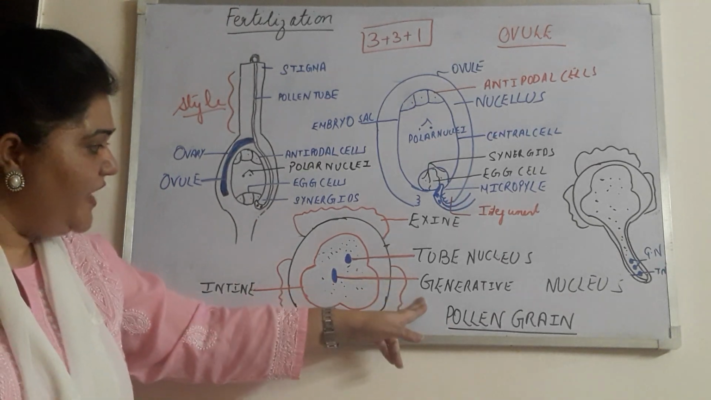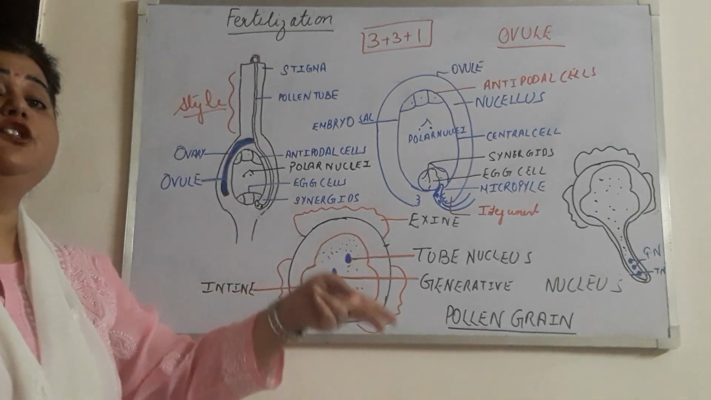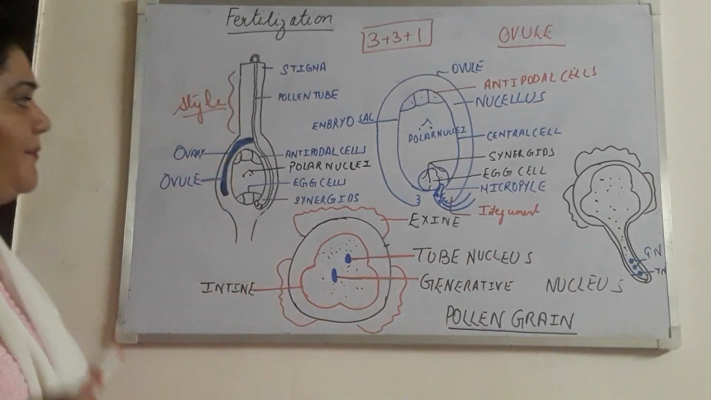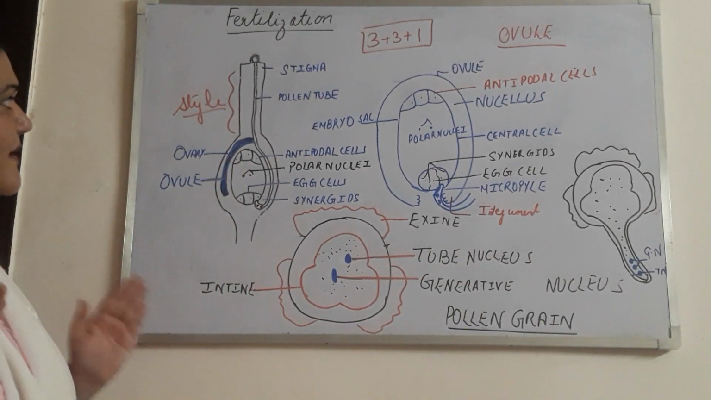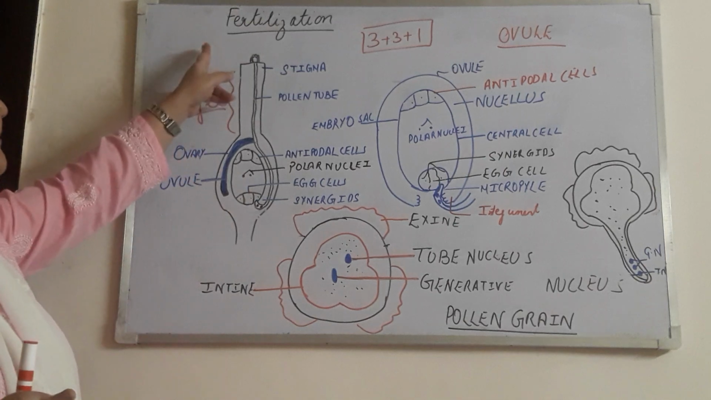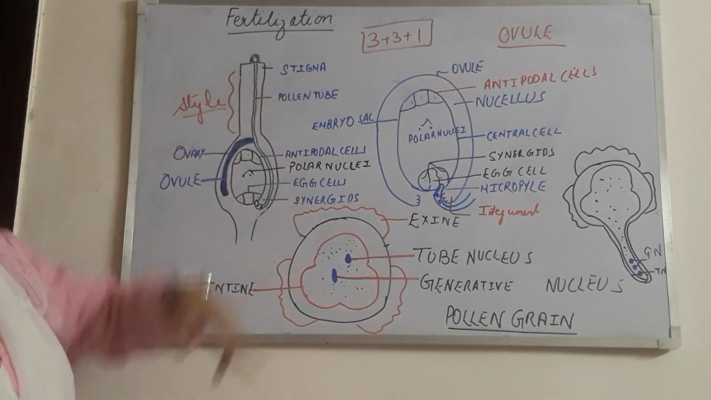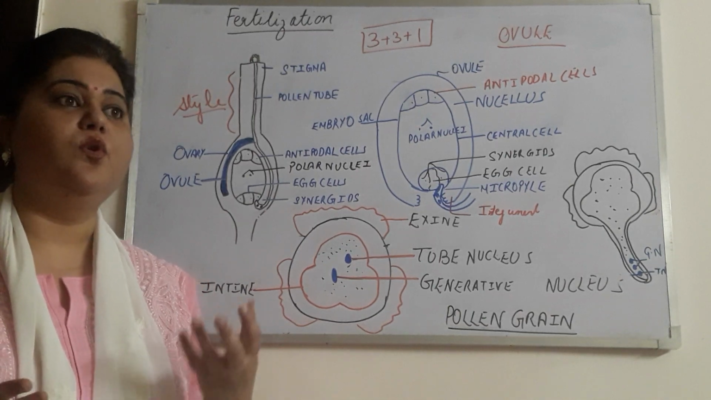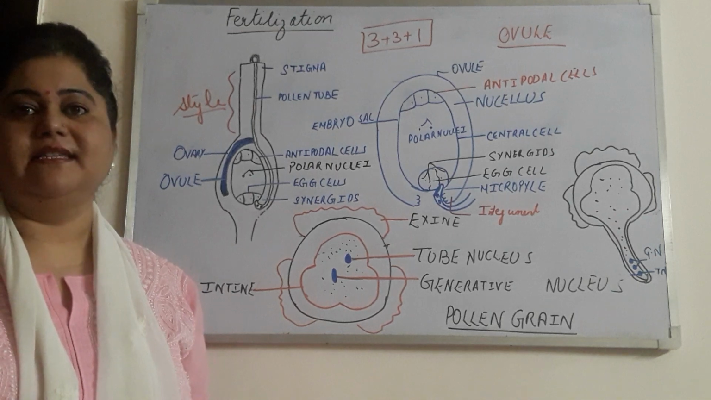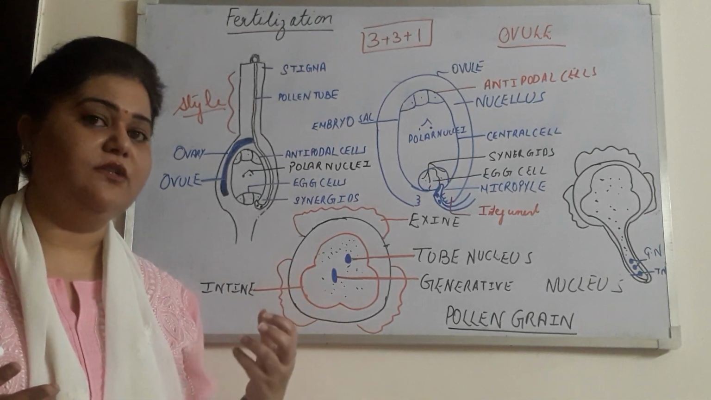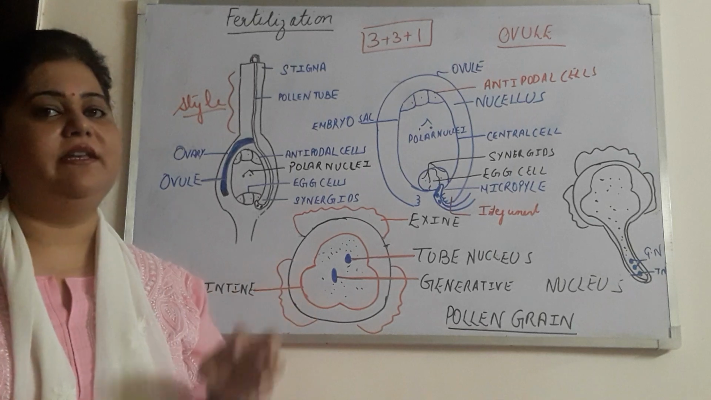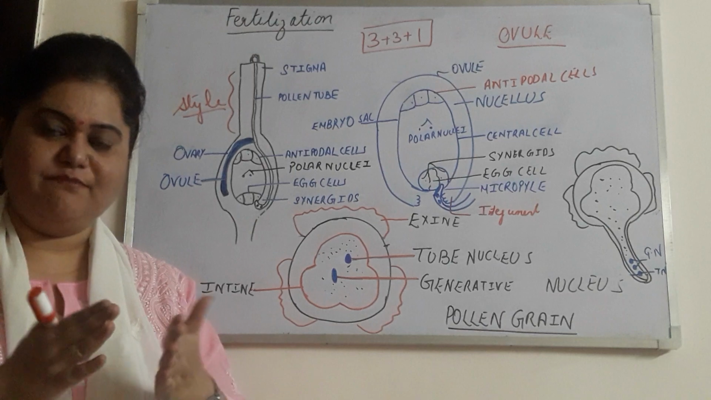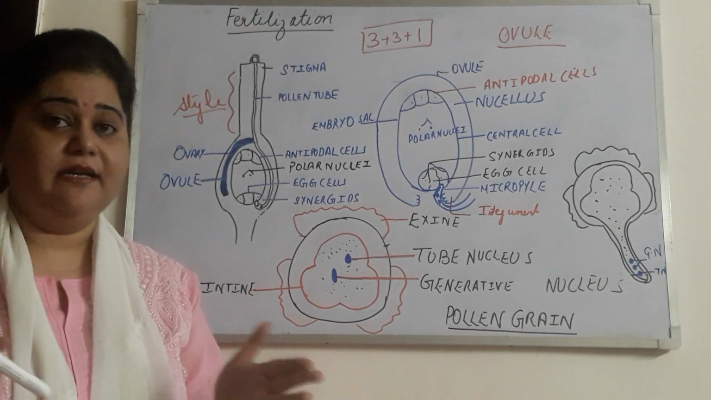Okay. So this generative nucleus gets divided into two more nuclei. Alright. Here you can see what happens when there is a pollination process. The first step in the pollination process is when this pollen grain falls on the stigma. Stigma releases sugars. Why does it release that sugar? Because those sugars actually recognize the pollen grain. If that pollen grain belongs to the same species, then only the pollination occurs. If you remember, I have told you that pollination occurs only between the same species, not in different species.